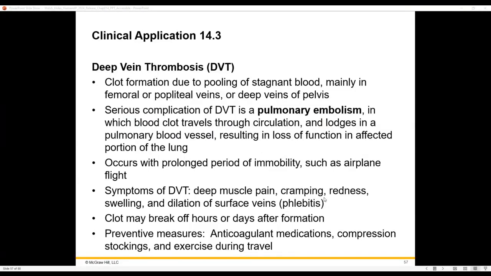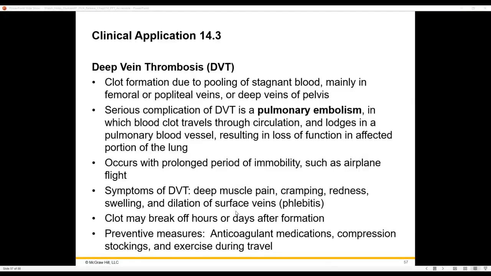Let's talk about the deep vein thrombosis. This is a clot formation due to pooling of stagnant blood, mainly in the femoral or popliteal veins, or the deep veins of the pelvis. We have serious complications like pulmonary embolism, in which a blood clot travels through circulation and lodges in the pulmonary blood vessel, which results in the loss of function in affected portions of the lung. It occurs with prolonged periods of immobility, such as airplane flights.